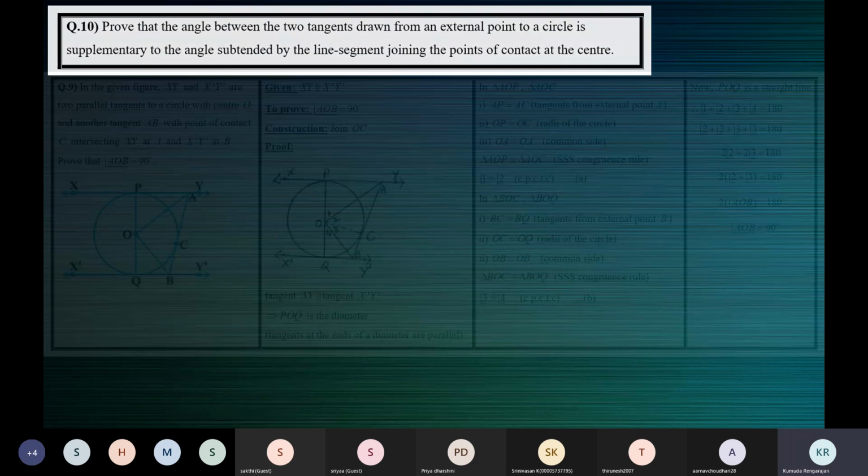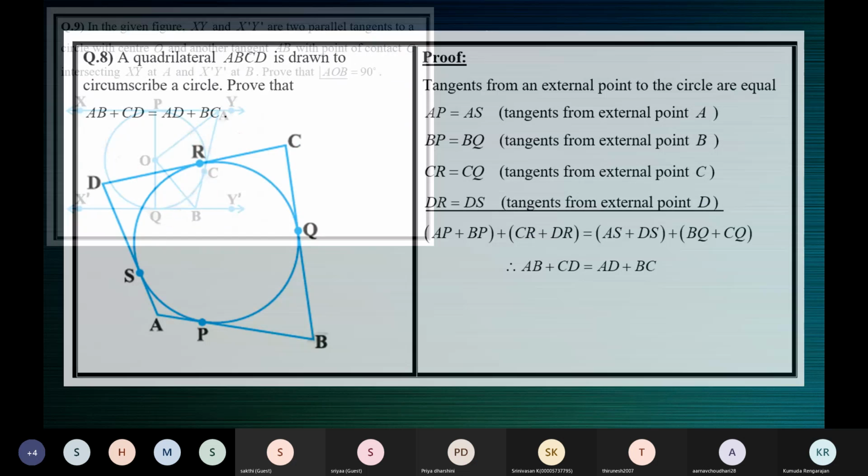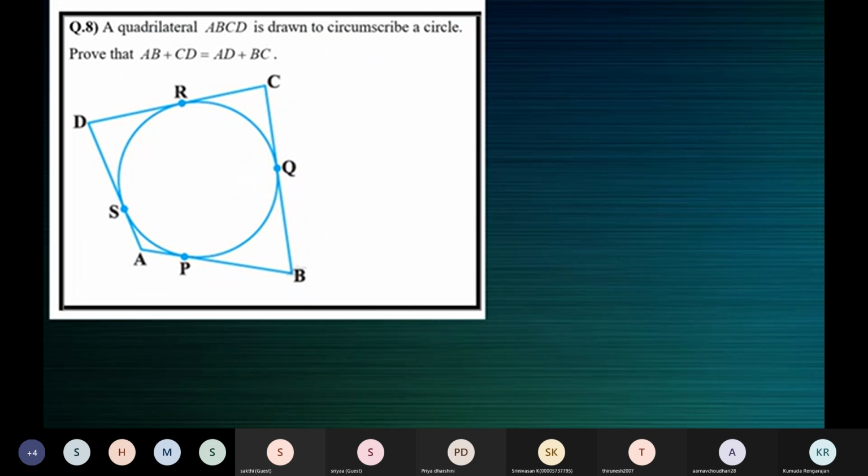We should do this one. So you can see a quadrilateral ABCD. It's drawn to circumscribe a circle. Prove that AB plus CD is equal to AD plus BC. That is, we need to prove that the sum of the opposite sides are equal. The sum of the opposite sides.